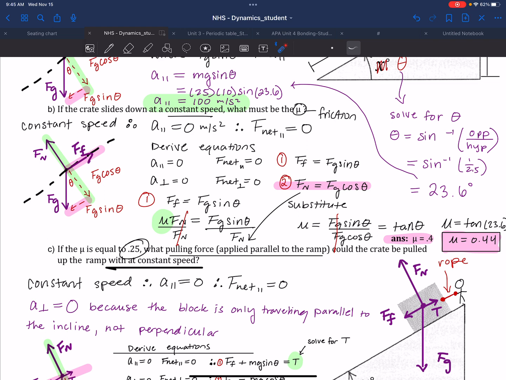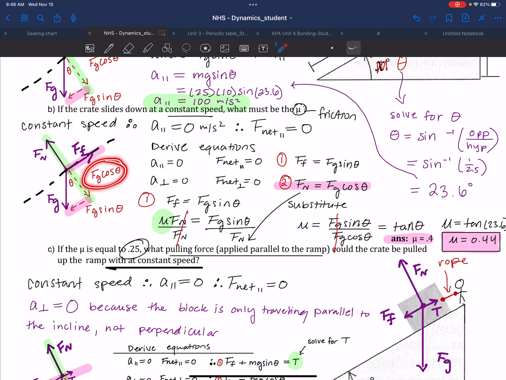So B, if the crate slides down at a constant speed, okay? So we know that if it is at a constant speed, then the acceleration parallel to the ramp is 0. So if we want to find mu, we have to derive equations. So if acceleration is 0, F net is 0. I look at my free body diagram. One force has joined my two forces, and that is friction.